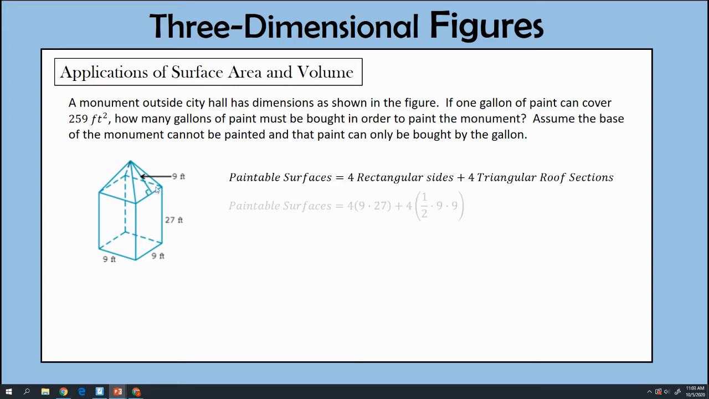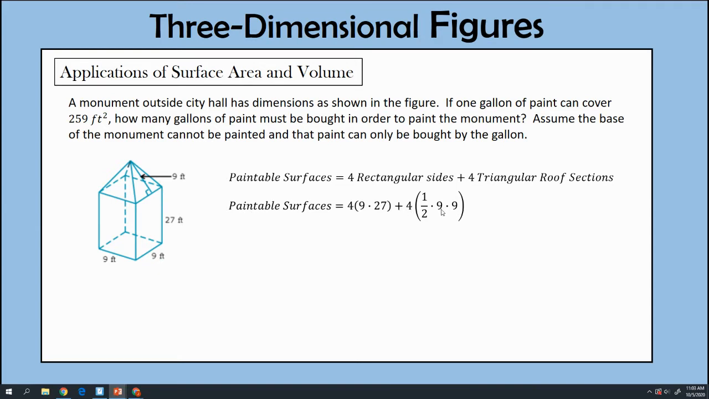triangular roof sections. Okay, so the paintable surfaces, each of these rectangle sides are 9 by 27. So we got 4 9 by 27 rectangles, and we have 4 triangles. Each of these bases of this triangle are 9, and the heights are all 9. So 1/2 times 9 times 9 is the area of 1 triangle, right? 1/2 base times height, and then I got 4 of them.